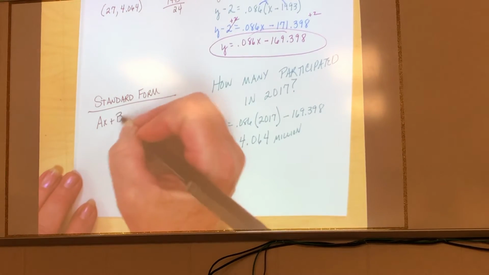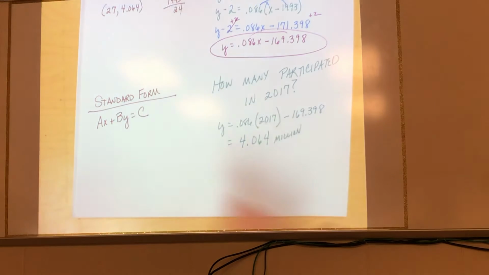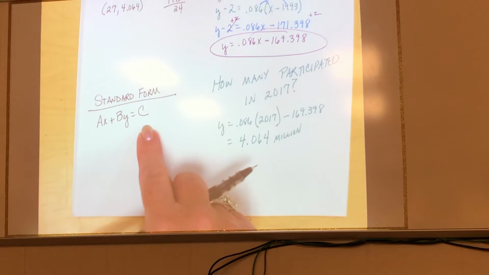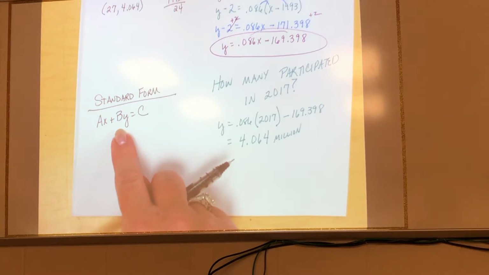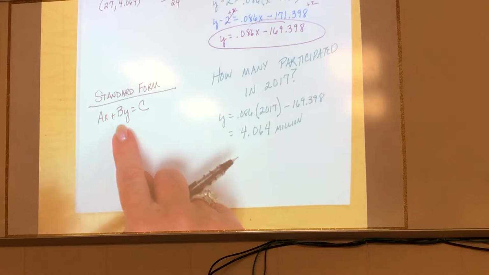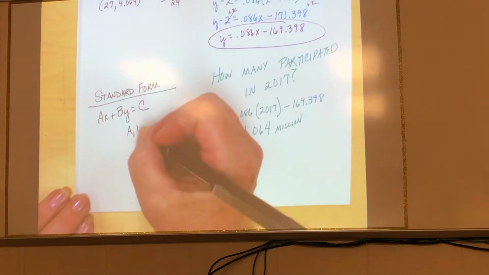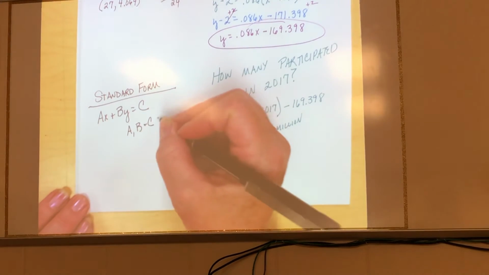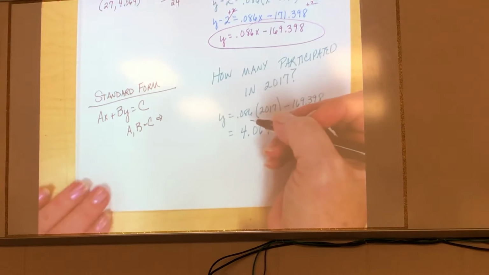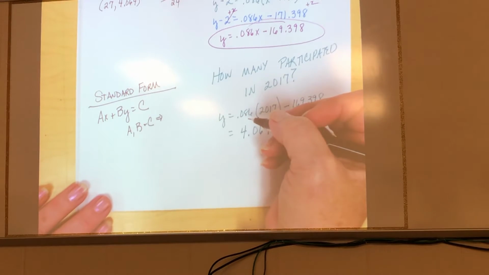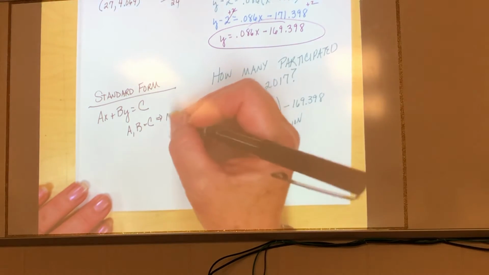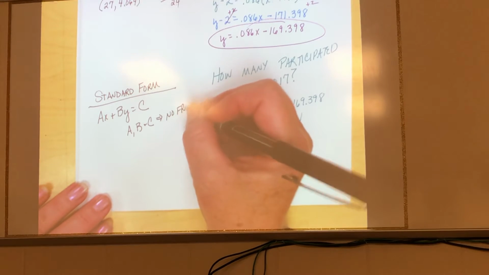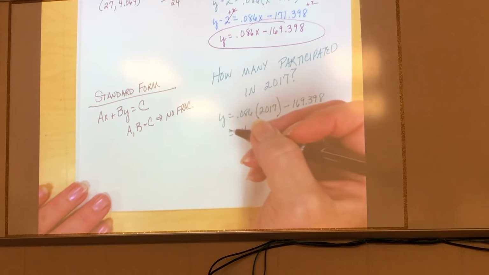AX plus BY equals C. If you've done any part of your worksheet, you know why I'm telling you this. Because it's going to tell you to put your answer in standard form on part of the worksheet. Okay? Are there any stipulations on A, B, and C? A and B can't, no, none of them can be fractions. Okay. So no fractions. And then the A and B can't be negative.